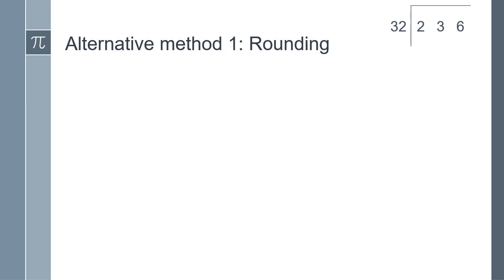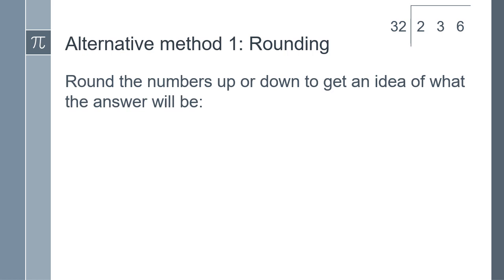So this is the alternative method 1, rounding. Now just in the corner up there, I've put the original sum that we're working with just as a reminder of what it was. But what we can do first of all is round the numbers we're working with up or down to get an idea of what the answer will be. So in this case, we're going to round 32 down to 30, and we're going to round 236 up to 240. Now if you're not sure how to do rounding, I do have a video about it on my channel. But that's a sum that we come up with when we round these numbers. So we've got 240 divided by 30.